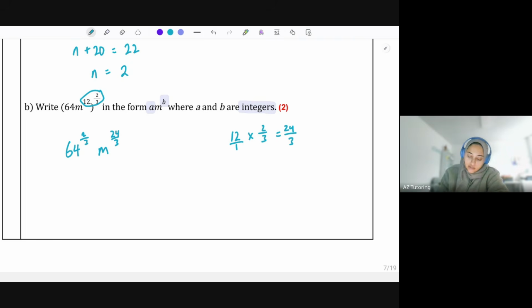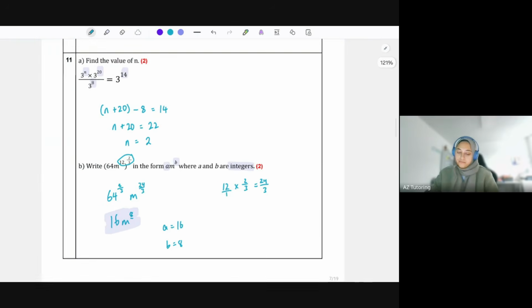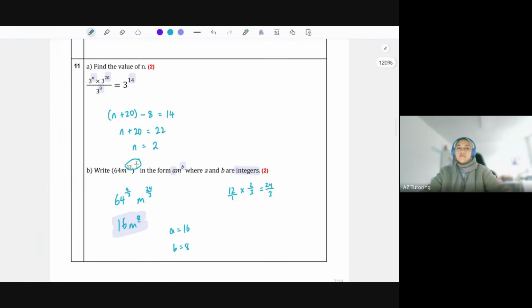Let's just simplify further. 64 to the power of 2/3, stick it in your calculator, you get 16. And then m to the power of 24 divided by 3 is just m to the power 8. And there you go, that's our answer. Let's just double check. Do we have integers? Yes, a is 16, so the number in front. And then m to the power of b is 8. So b equals 8, so b is also an integer, so we've got it right. Okay, so that's question 11.